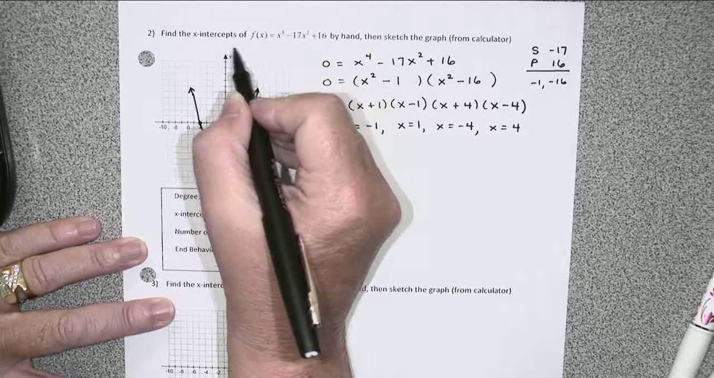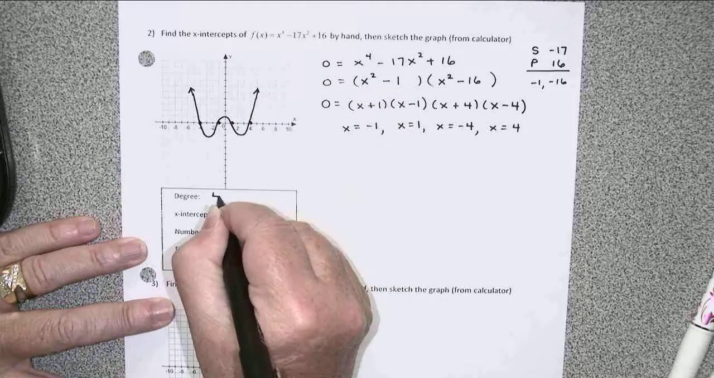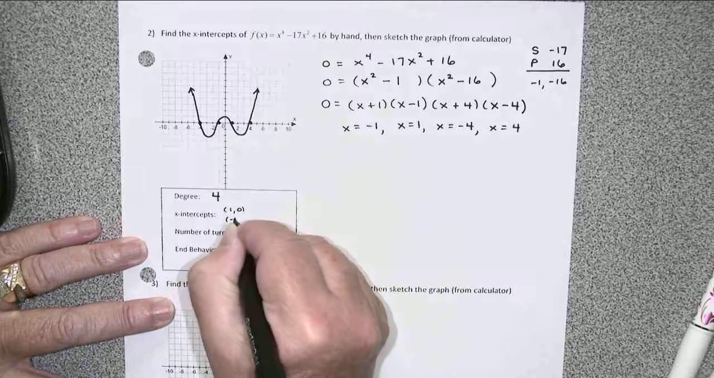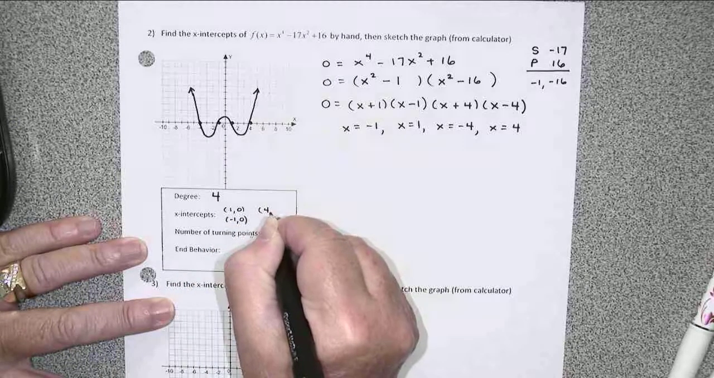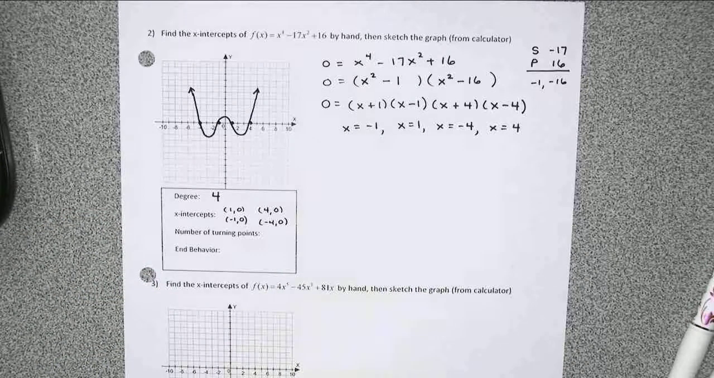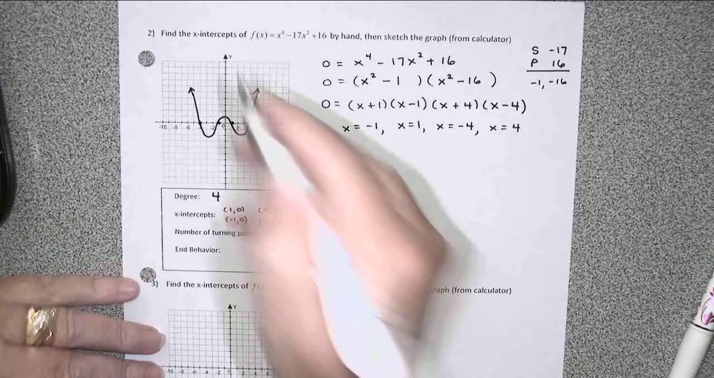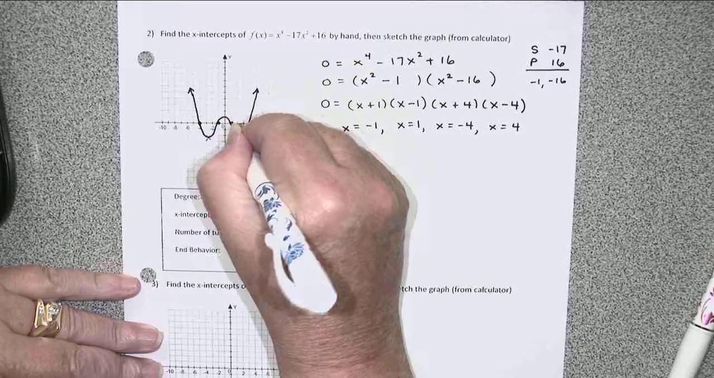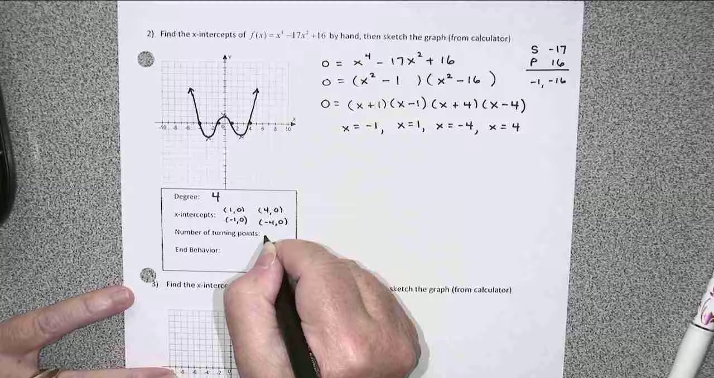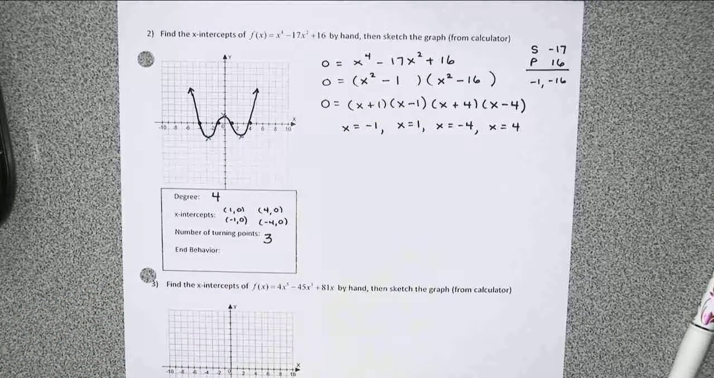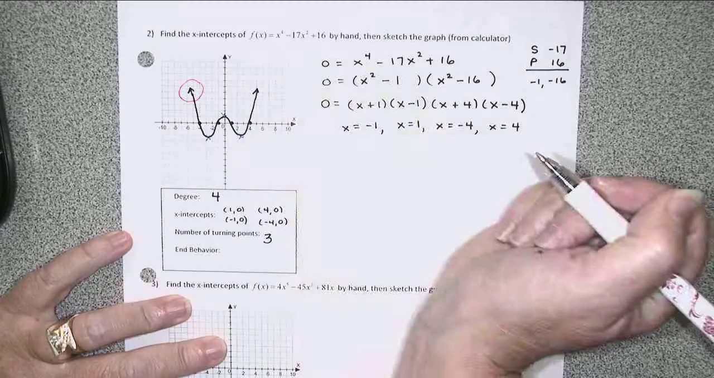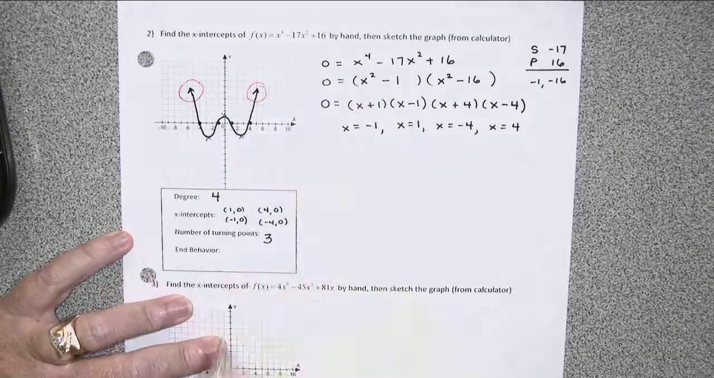This problem has degree 4, so fourth power. The x-intercepts, I'll just jot down here, plus and minus 1, and plus and minus 4, all with 0 as their y values. We just said there were two minimums and a maximum, so a total of 3 turning points on the graph. And my end behavior goes up to the left and also up to the right.